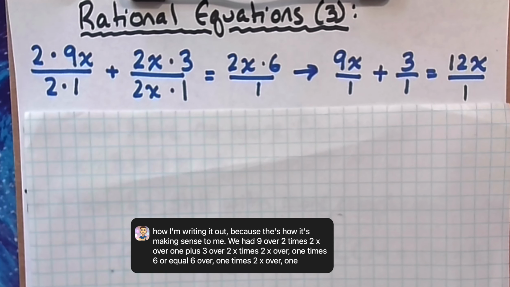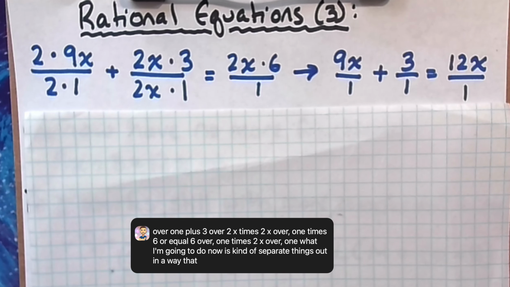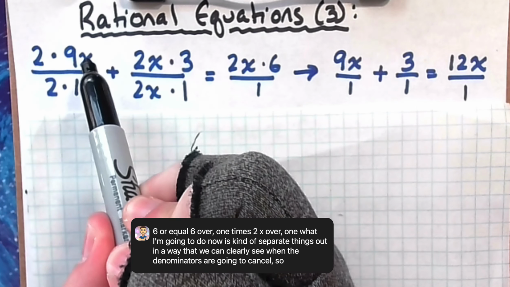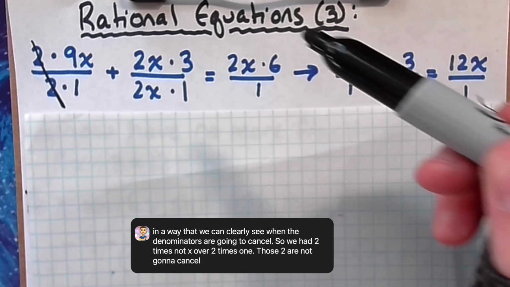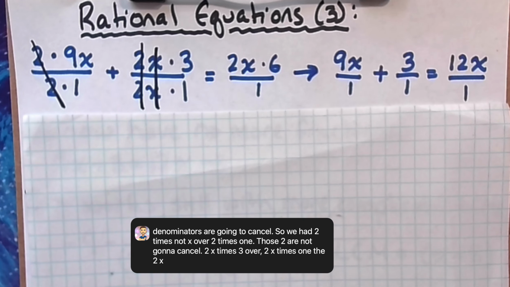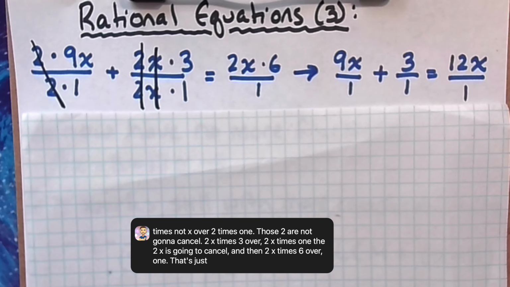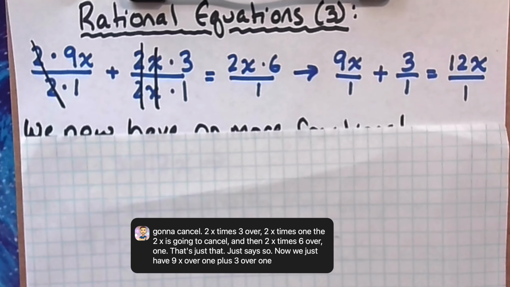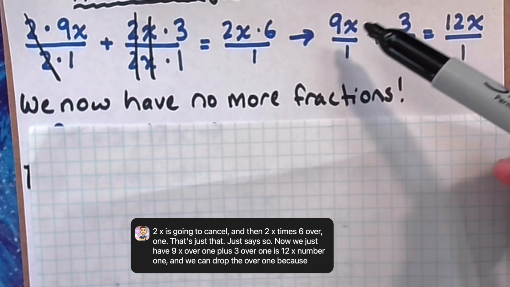What I'm going to do now is separate things out in a way that we can clearly see when the denominators are going to cancel. So we had 2 times 9x over 2 times 1. Those 2's are now going to cancel. 2x times 3 over 2x times 1. The 2x is going to cancel. And then 2x times 6 over 1, that just stays. So now we just have 9x over 1 plus 3 over 1 equals 12x over 1. And we can drop the over 1 because anything over 1 is just that number.